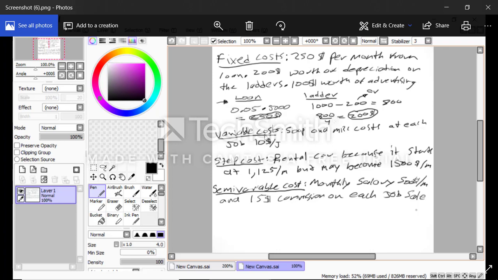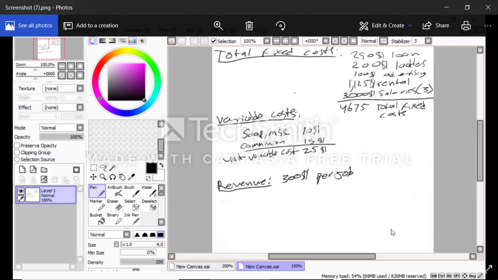Now here we're looking at variable costs. We have soap and miscellaneous costs at each job, and that comes to $10 per job. We have step costs. That's our rental car because it starts at $1,125 per month, but may become $1,500 per month if we need more ladders or more employees. And also semi-variable costs. That comes with a monthly salary of $500 per month and $15 per commission on each job sale.